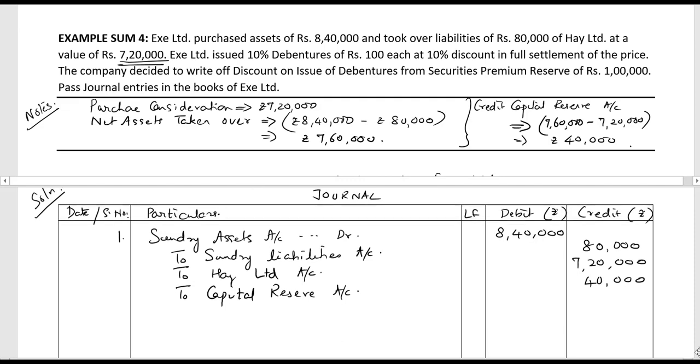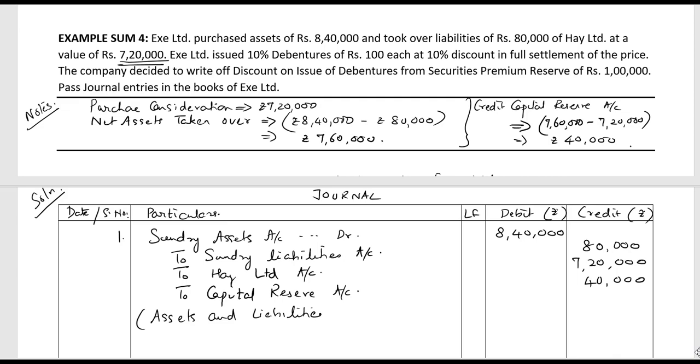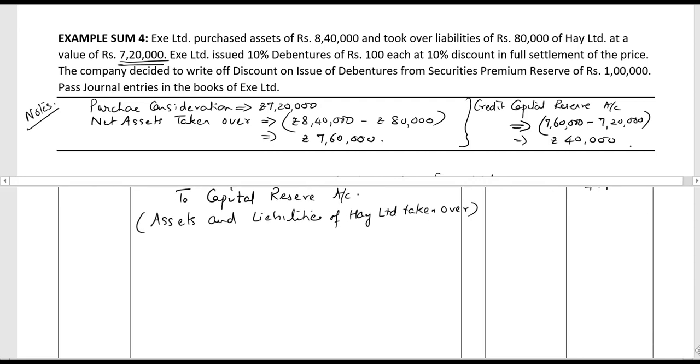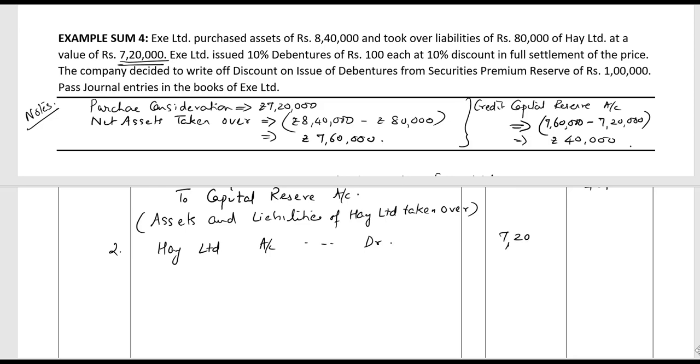Narration: Assets and liabilities of Hay Limited taken over. We'll move on to the second entry, which is for settlement of purchase consideration. Hay Limited account debit. The purchase consideration amount payable is 7,20,000 rupees.